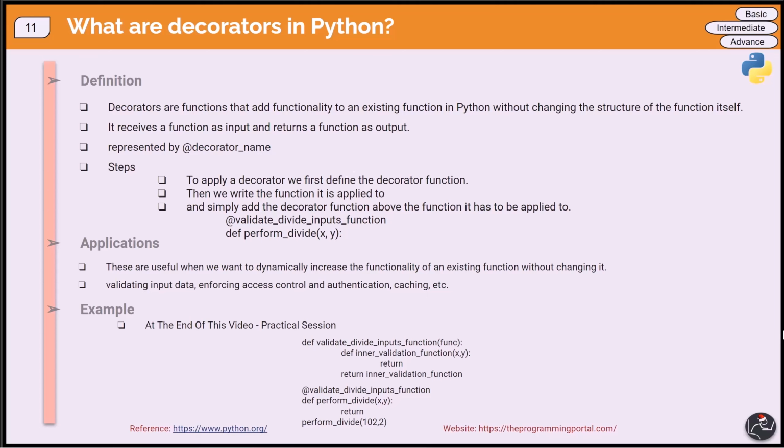A decorator can be used in many applications like validation checks, implementing role-based access control mechanisms, caching, etc. We will do a practical example code at the end of this video to understand its working. So keep watching videos till the end.